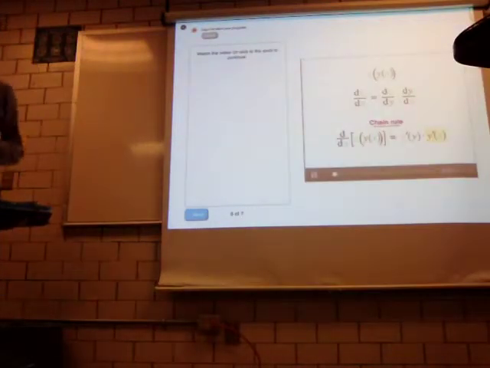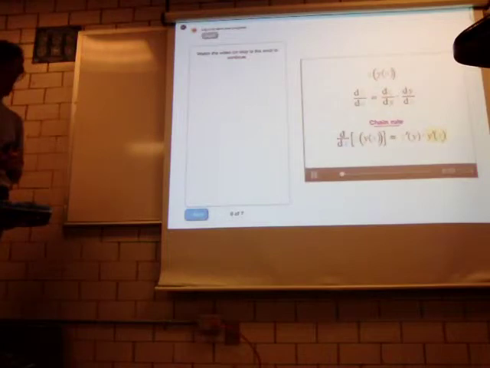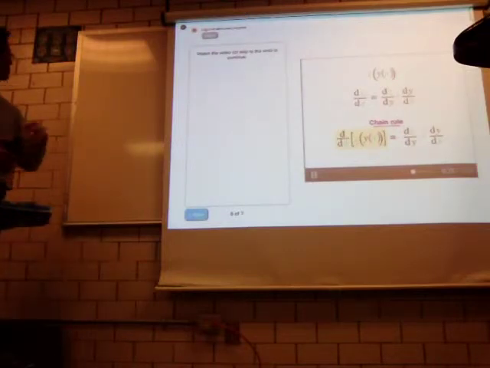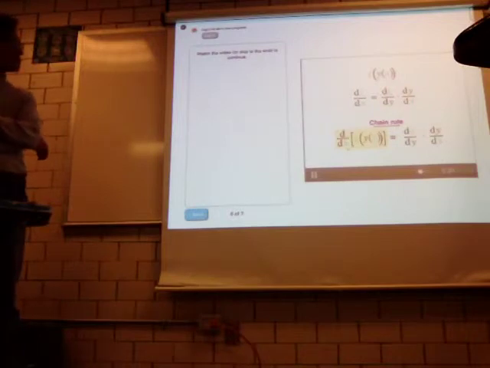Exactly. Y is a function of x, so you can rewrite y prime of x as dy dx. Similarly, we can rewrite z prime of y as dz dy. Finally, let's look at this expression over here. Inside the brackets here, we have the function z, and we're taking the derivative of z with respect to x, meaning we're looking at how z changes as x changes. So how can we rewrite this highlighted expression?